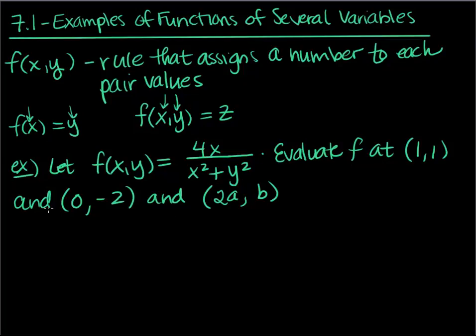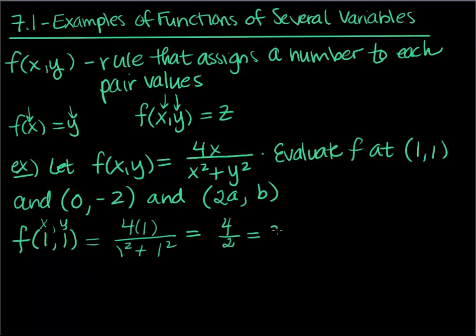So evaluating this is as simple as it looks. What would f of 1, 1 be? Well, what is x? It's 1. What is y? It's 1. Everywhere I see an x, I'm going to put a 1, and everywhere I see a y, I'm going to put a 1. So I would have 4 times 1 all over 1 squared plus 1 squared. You see what this function of several variables does? It maps an ordered pair to a single number. So this is 4 over 2, which is 2. So f of 1, 1 goes to 2.